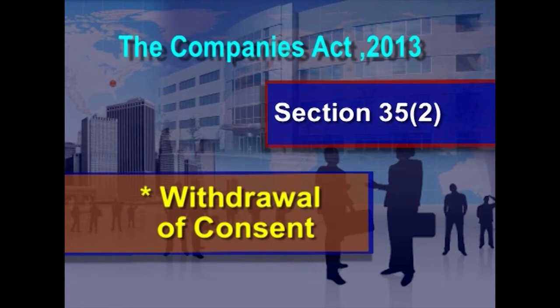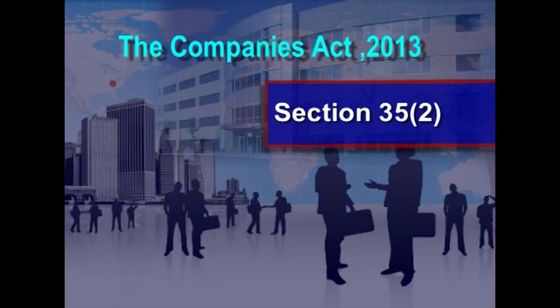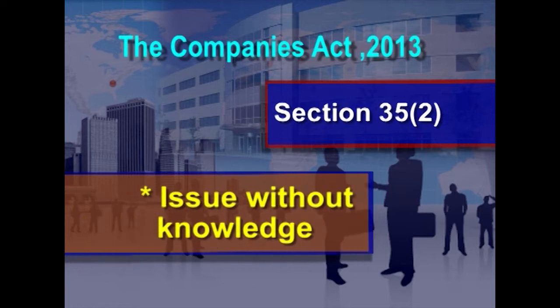Withdrawal of consent. A director will not be liable if he had withdrawn his consent to become a director before the issue of the prospectus and the same was issued without his consent. Issue without knowledge. Even where a director's name appears in the prospectus, he can escape liability by proving that it was issued without his knowledge, and on becoming aware about it, he forthwith gave a public notice to that effect.